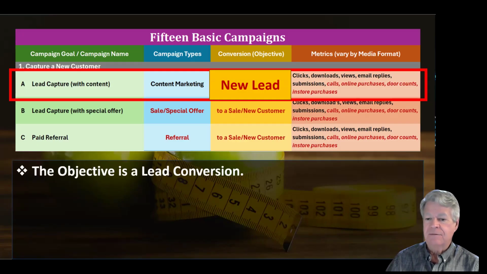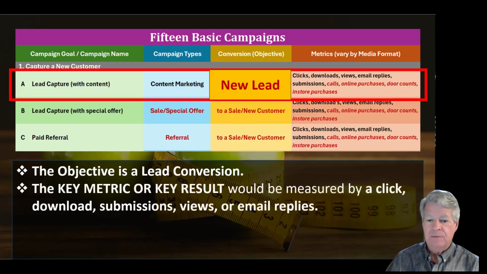You can add up to 5 tags in MailChimp in their landing page form. And you can create a separate automation that is triggered by any of these tags to add or remove additional tags, as well as trigger other automations like sending an email. The key metric or key result would be measured by a click, download, submission, number of views, or email replies.